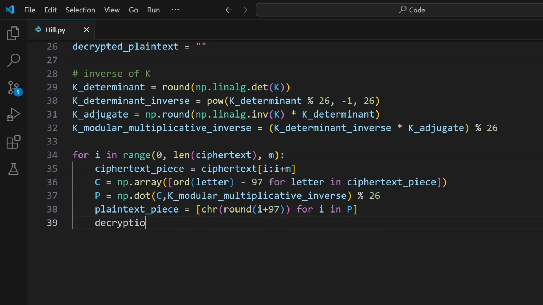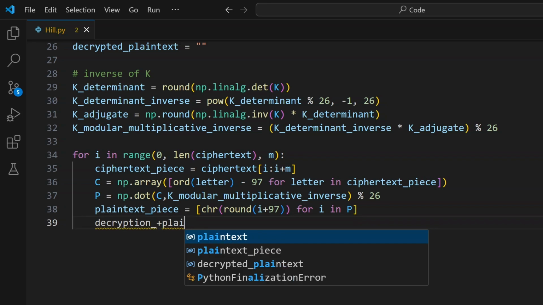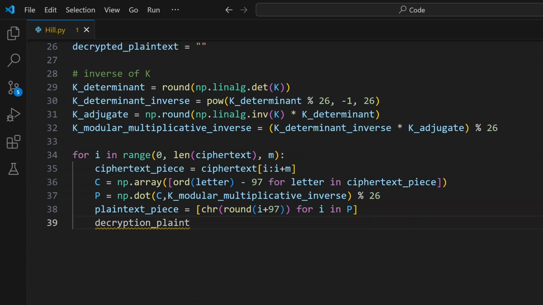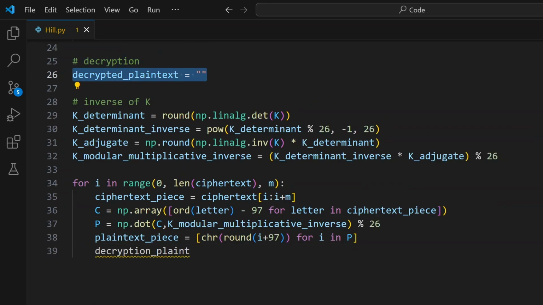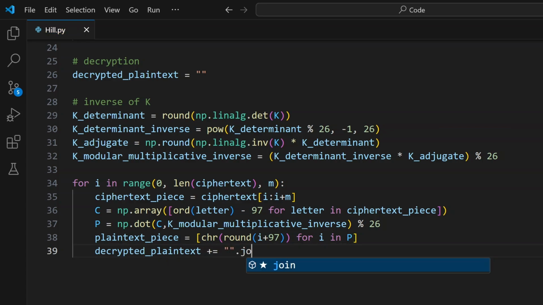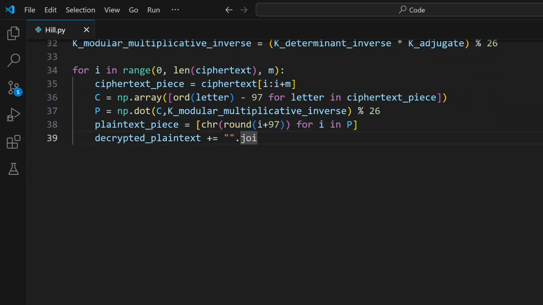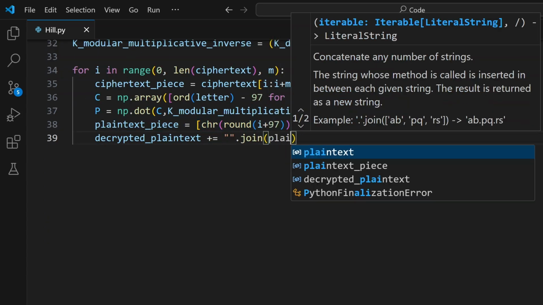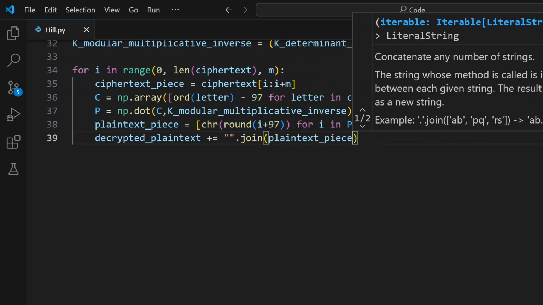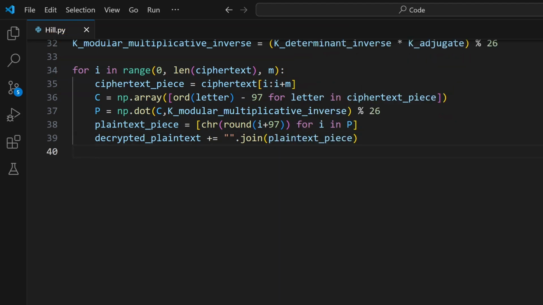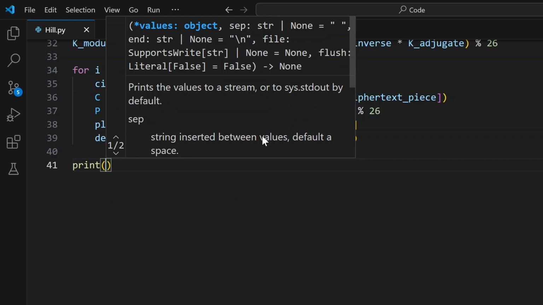Then once again, we're going to add each piece of our decryption to the total, which is stored in there. So decrypted plain text, that's what we called it. Plain text plus equal to this list converted into a string. So that's what we're going to have there. So that would be plain text piece, right? Then we can have our final print statement.